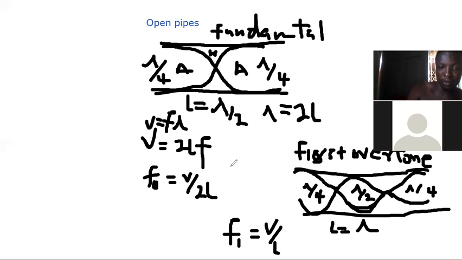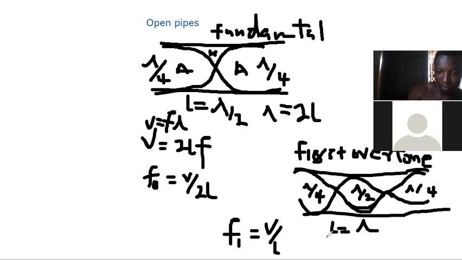I'm coming. V all over L. So I'm going to get something like this. V all over L. But this is not equal to this. But if you want to make this one equal to this, when you multiply this by 2, it will cancel and be something like this.